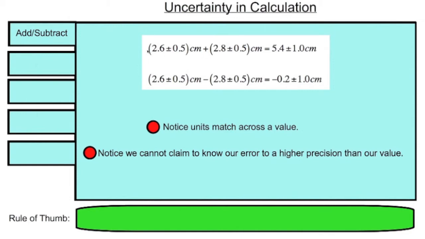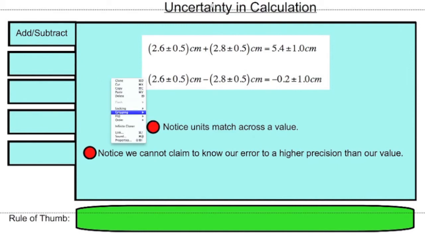You certainly can't have your 2.6 in a different unit than the 0.5. Also, you can't claim to know your error to a higher precision than your value. So if the 2.6 is only known to 1 decimal place, you certainly can't have more than that over here. It would boggle the mind how you actually got that error measurement and why you didn't have a more precise measurement on the other value. Okay, that's addition and subtraction.